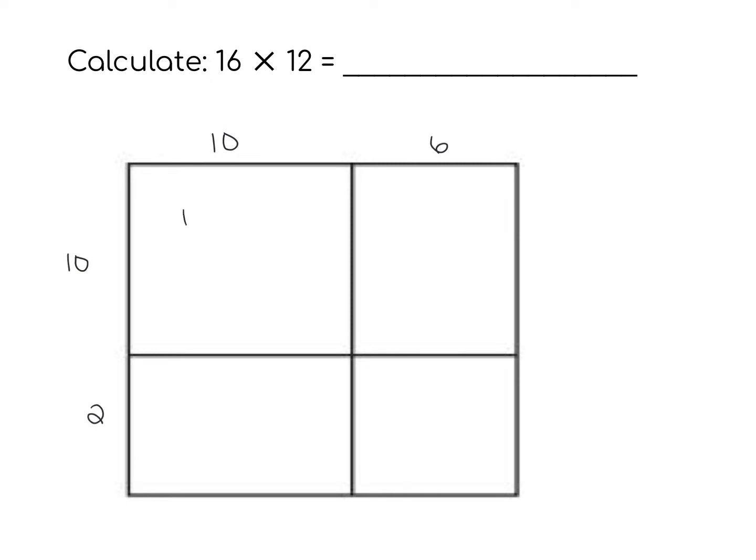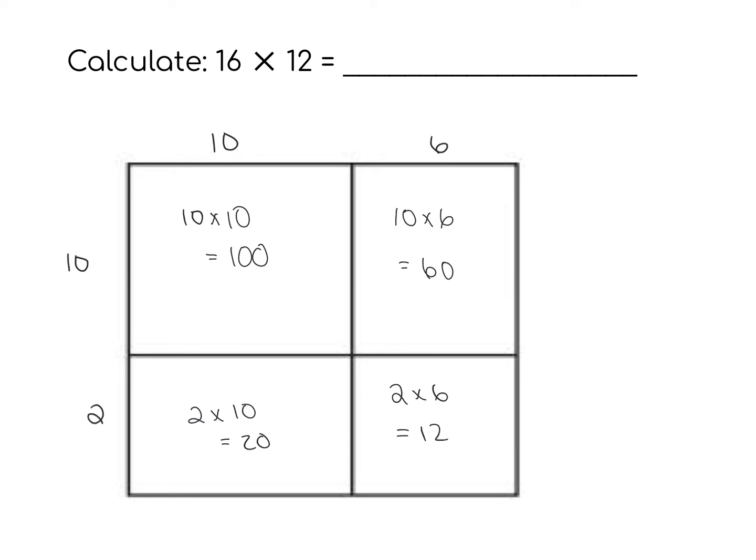So in our first upper left, we have 10 multiplied by 10, which gives us 100 square units. In our second one, we have 10 multiplied by 6, which gives us 60. And down below here, we have 2 multiplied by 10 to give us 20. And in our last one, we have 2 multiplied by 6, which gives us 12.